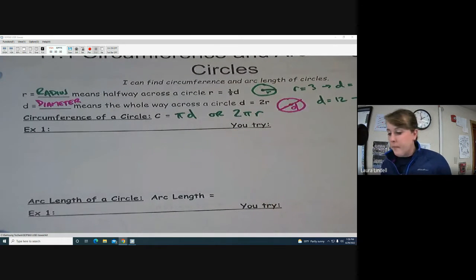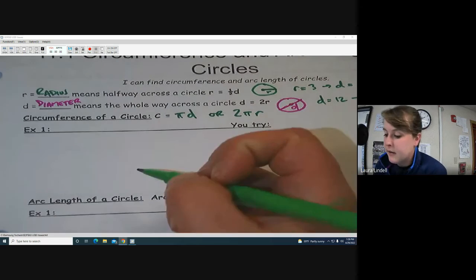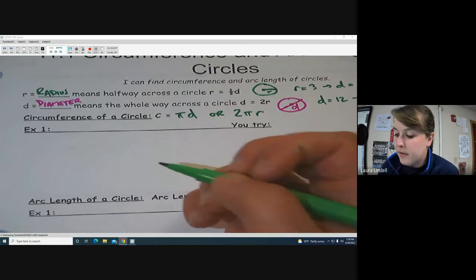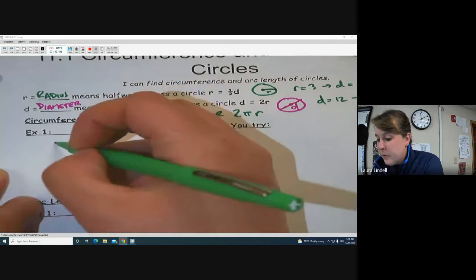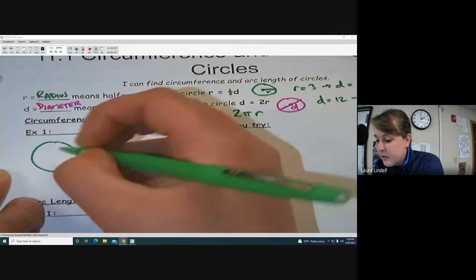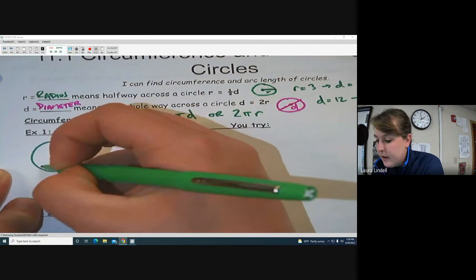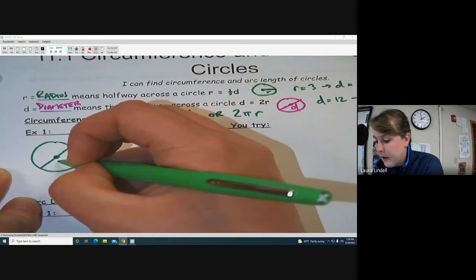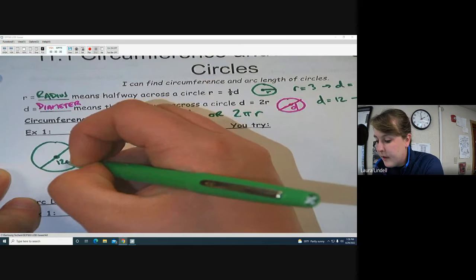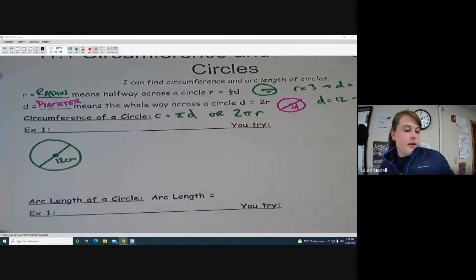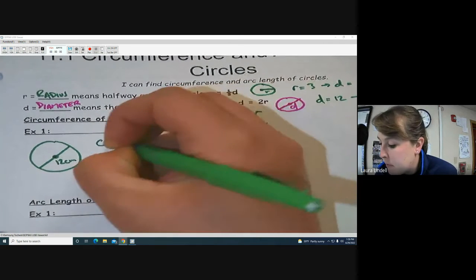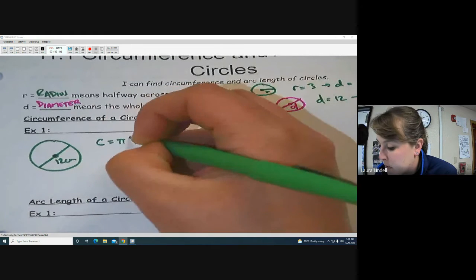So anyways, here we go. One way that you might see a circumference of a circle problem stated is you might be told something like this. You've got this picture of a circle, and it shows you a measurement, let's say 12 centimeters. All right. So if I wanted to find the circumference, we know that circumference is pi times diameter. So that would be pi times 12.